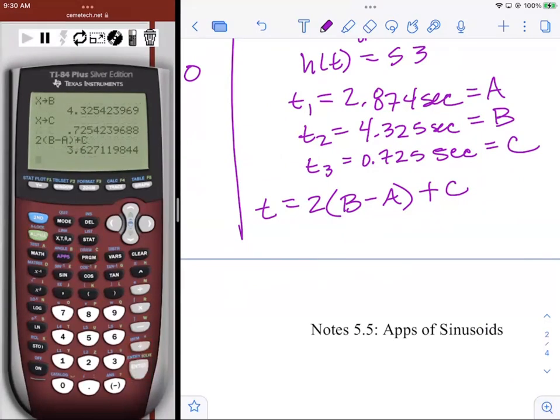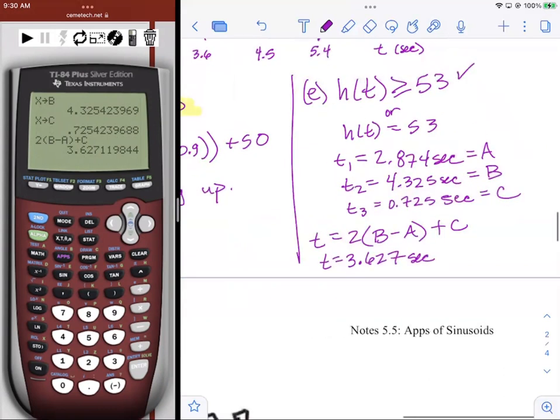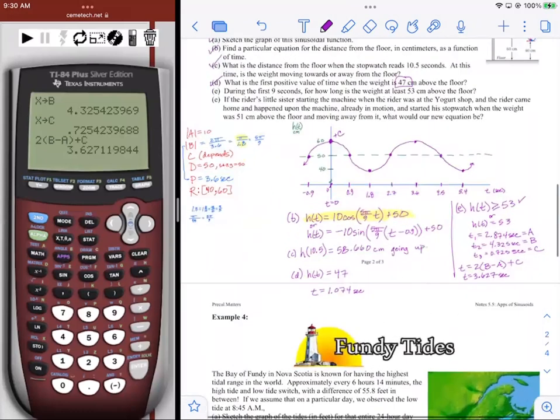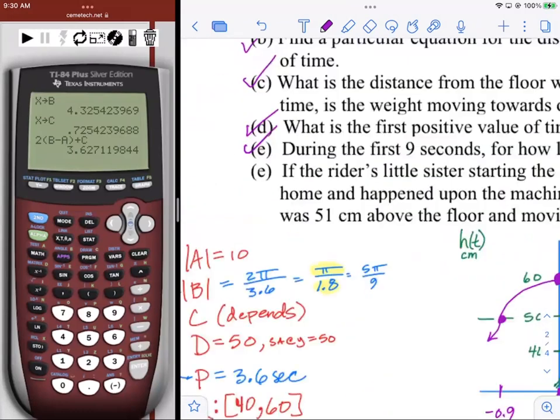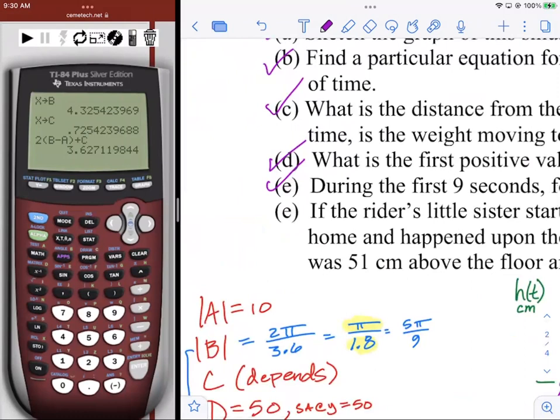And there is no rounding error. And we get T equals 3.627. And what are the units? Seconds, SEC. And there you go. So during the first 9 seconds, the weight spends 3.627 seconds above 53 centimeters. Okay. So that's similar to that problem with the rider on the Ferris wheel. Less exciting though. All right, so now we finished that E, and now there's one last little piece to go, and it's part E again.